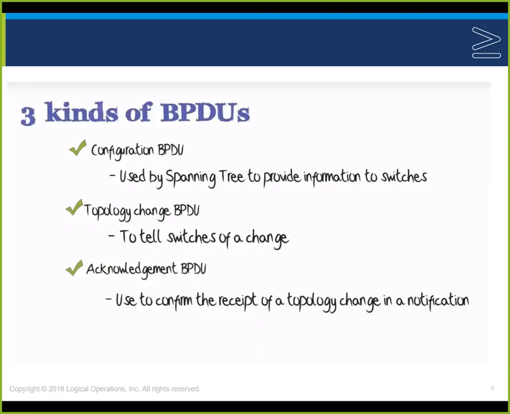Three kinds of BPDUs, Bridge Protocol Data Units. Configuration, used by spanning tree to provide the information; topology change; and an acknowledgement of the BPDU. And we saw in the frame on Wireshark the topology change BPDU to tell switches that there has been a topology change, and then the acknowledgement to acknowledge the BPDU change.